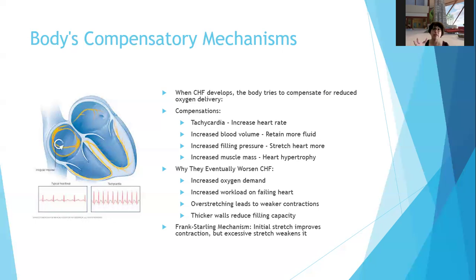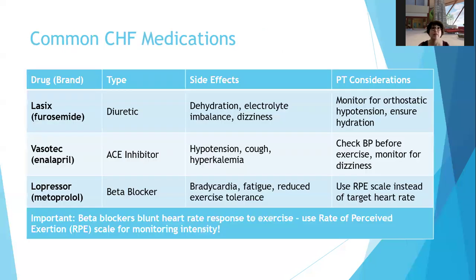So the Frank-Starling mechanism is, I think it's named after the two people that elucidated it. Initial stretch improves contraction, but excessive stretch weakens it. So in a healthy heart, if you have increased venous return, that's going to cause increased cardiac output. If you have a weakened heart, because the muscle's being stretched excessively, it's not going to help.